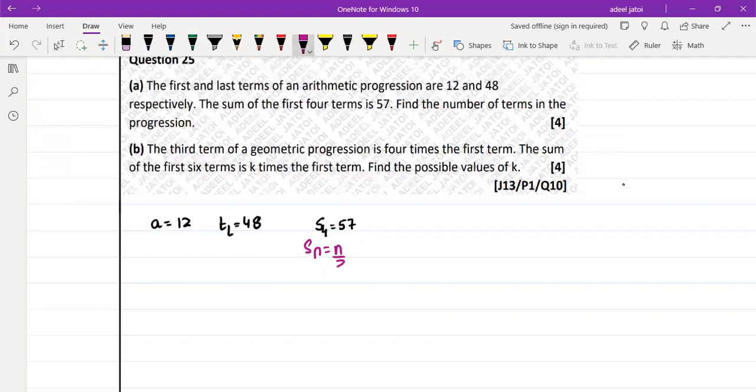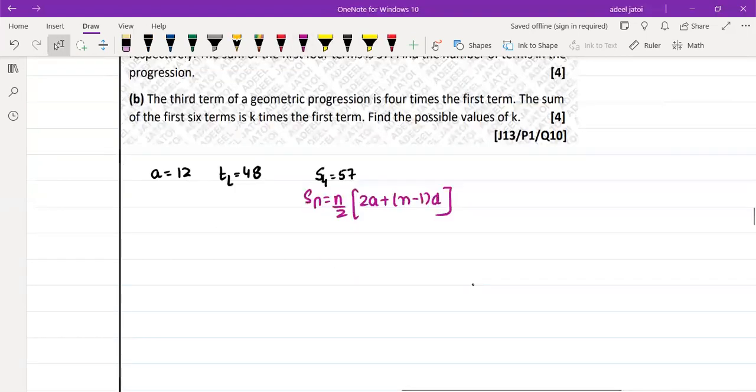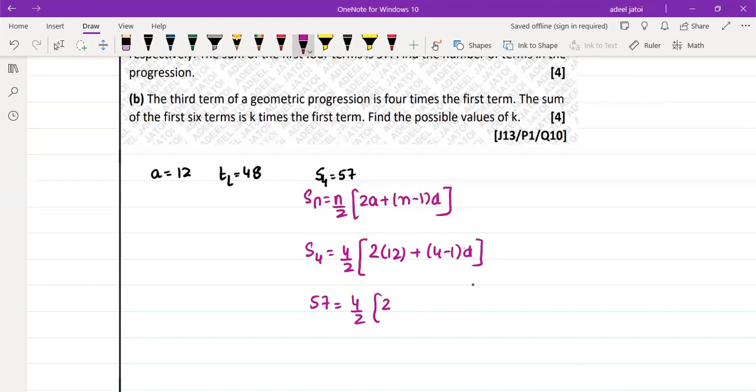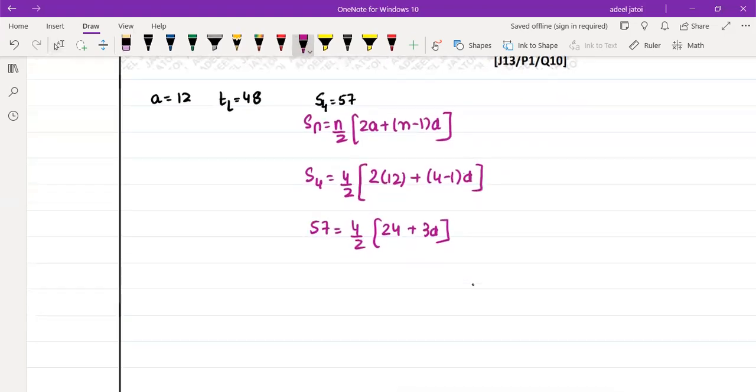Sn is equal to n upon 2, 2a plus (n minus 1)d. S4 is equal to 4 upon 2, 2a is 12 plus (4 minus 1), but d is missing here. So S4 is 57, equal to 4 upon 2. This should be 24 plus 3d. So what we have here is 114 is equal to 24 into 4, which is 96, plus 12d.